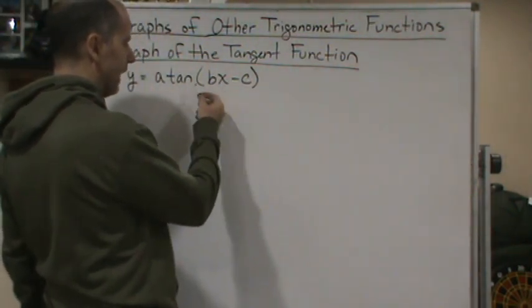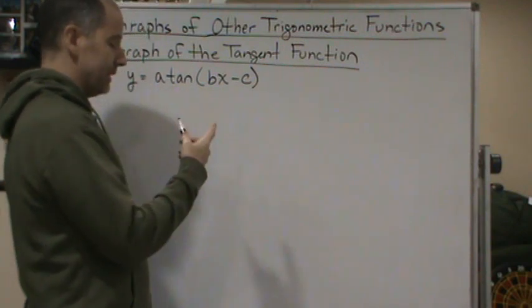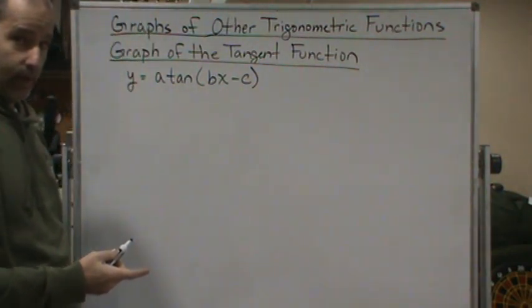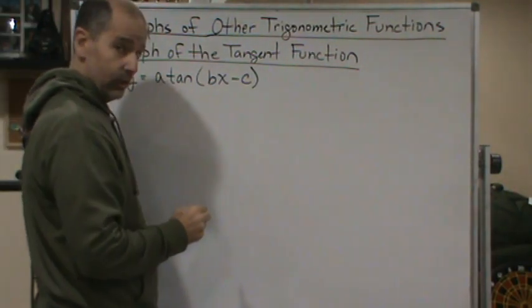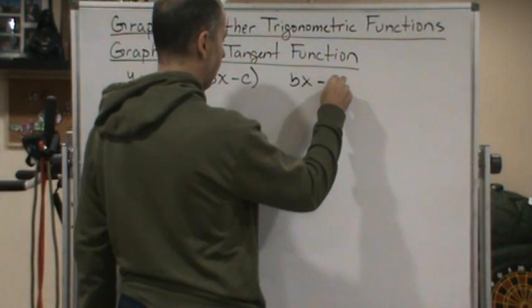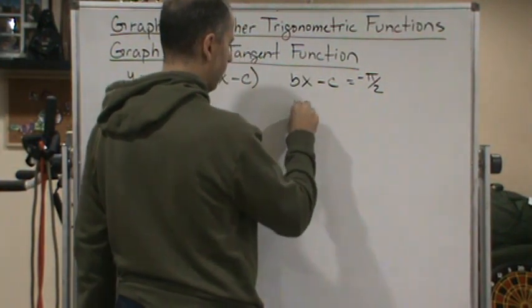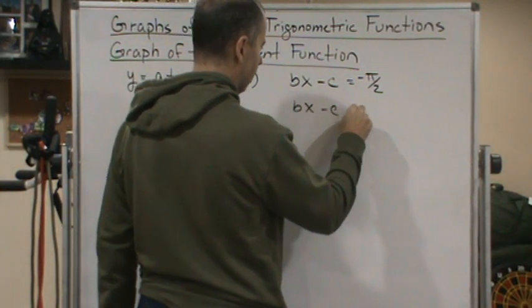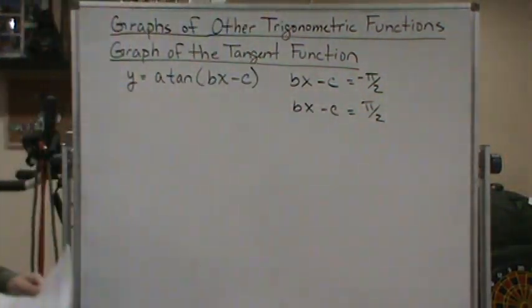If we have something like this, why don't we just solve for the value of x where this argument equals each one of those? So we'll do bx minus c is equal to negative pi over 2, and then bx minus c is equal to positive pi over 2. Okay, so that'll give us the two asymptotes.